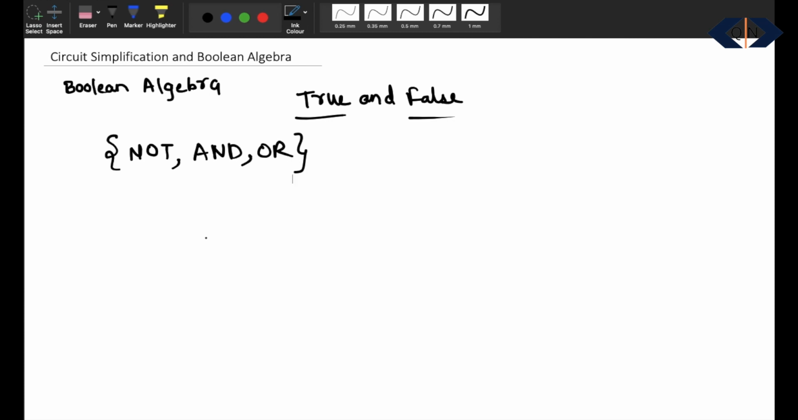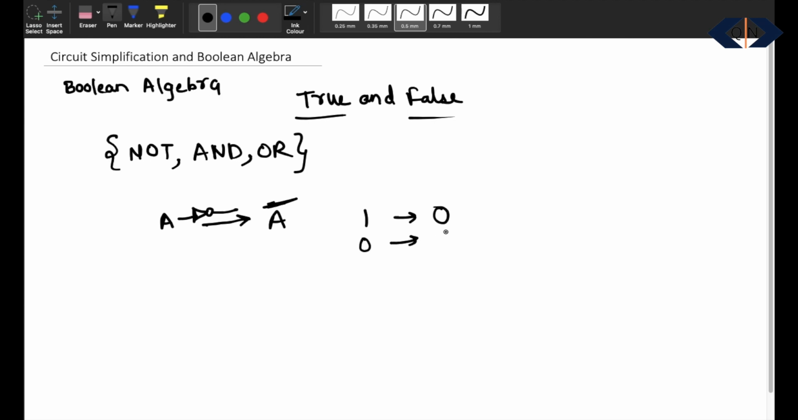There itself I told you that suppose this is a Boolean, we can represent its NOT by a NOT. If we apply a NOT gate here, then the resultant value will be a NOT. This sign, this bar over the Boolean variable, the alphabet, is known as NOT. Suppose if a is 1, what will be a NOT? A NOT will be 0. If a is 0, then a NOT is 1.